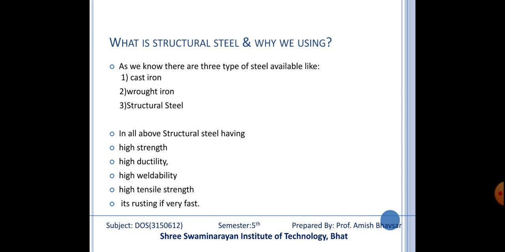But there is one thing that is not suitable for the building, that is rusting of the structural steel. But we can maintain that regularly by using paints. So the overall property of structural steel is most suitable for the building. That's why we are choosing structural steel as a building material.